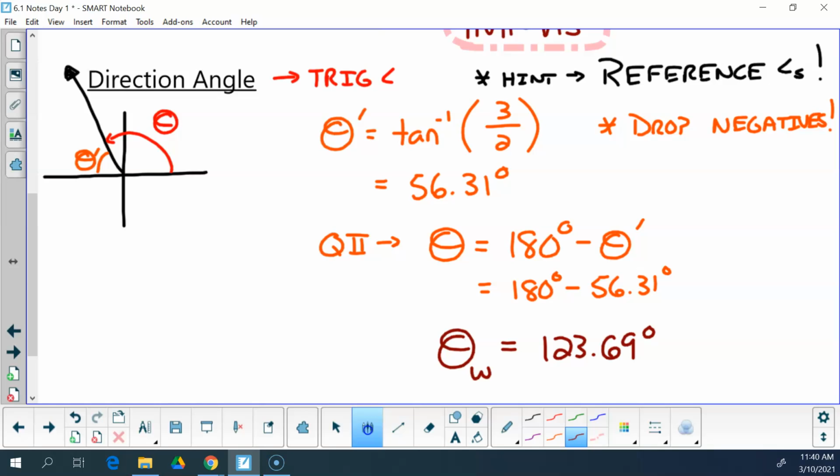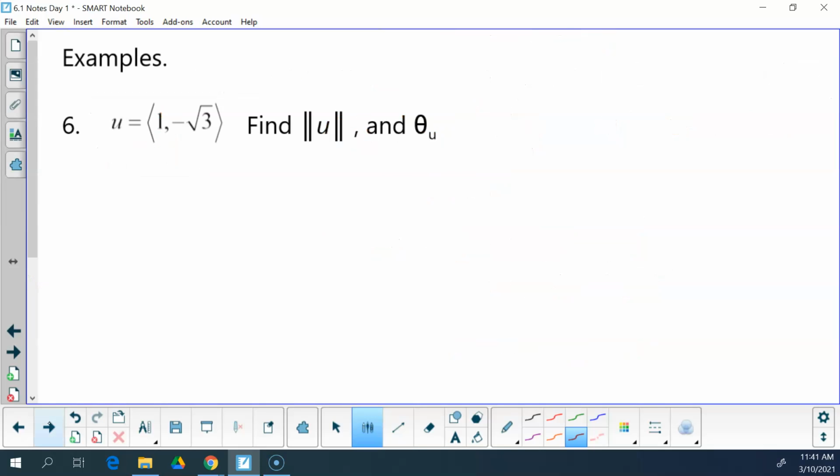Okay? I think now is a great time for you to try one on your own. Try this example, please. There's our vector. Find me the magnitude and its direction.